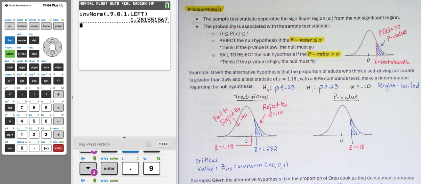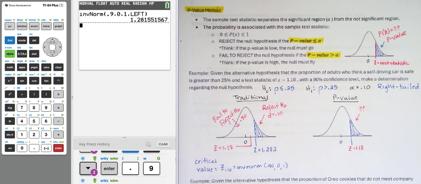So I'm still working with a right-tailed test, so I'm going to shade a region to the right of 0, and I'm labeling my test statistic of z equals 1.18 because when we are sectioning off using the p-value method, it's the test statistic that determines that boundary, not our critical value. In order to make my determination using the p-value, I need to find this region. To do that, I'm going to use my normal CDF.